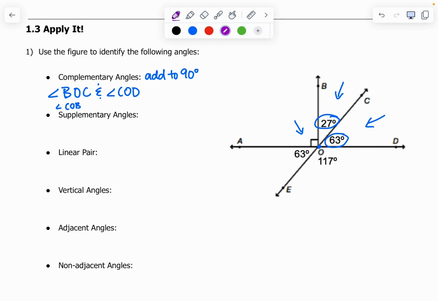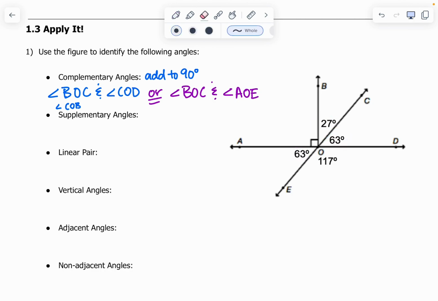non-adjacent. So for instance, I could have that 27 and maybe I pick this 63. Okay, that still meets the qualifications for complementary angles. So I'm going to add that in here. So I'm going to say, or, let's see, we still have angle BOC. But now we have angle AOE. All right. Okay, next up, I'm going to clean up our diagram here.